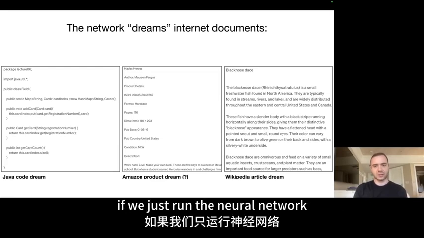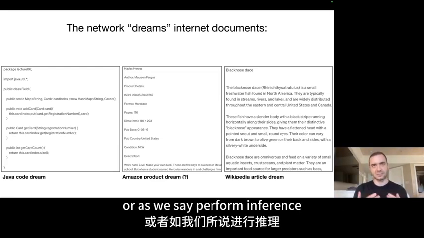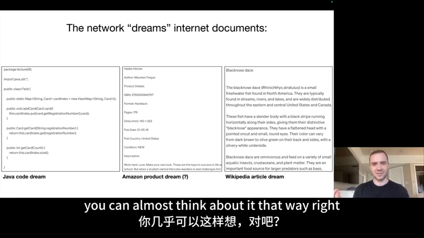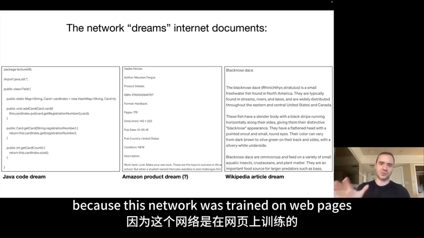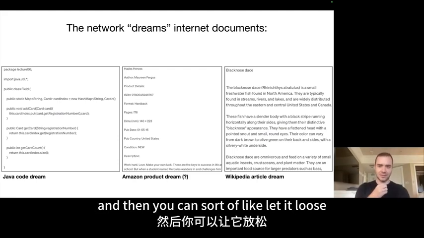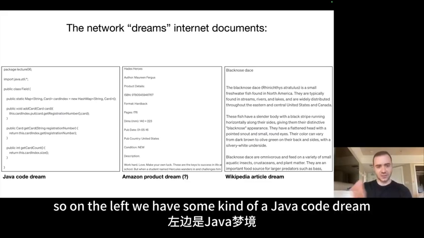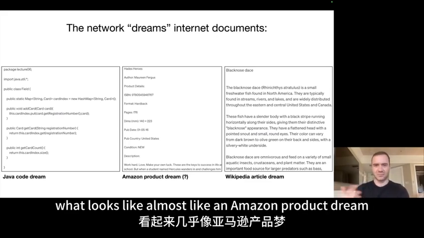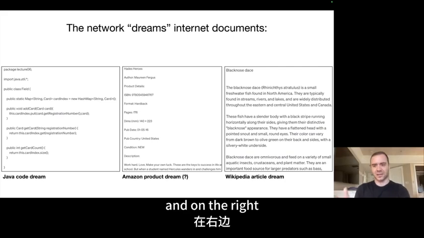So for example, if we just run the neural network, or as we say, perform inference, we would get sort of like web page dreams. You can almost think about it that way, right? Because this network was trained on web pages, and then you can sort of let it loose. So on the left, we have some kind of a Java code dream, it looks like. In the middle, we have what looks like almost an Amazon product dream. And on the right, we have something that almost looks like a Wikipedia article.